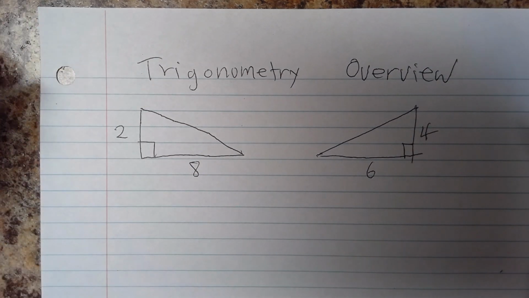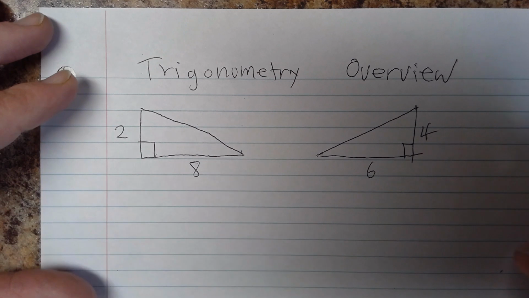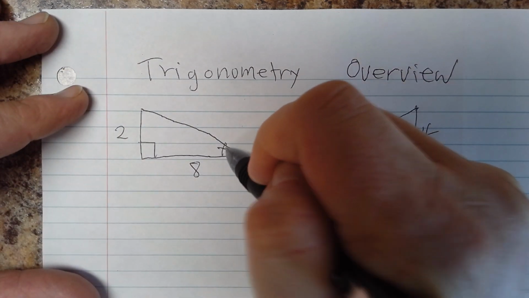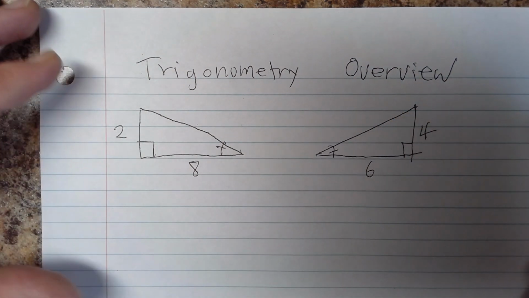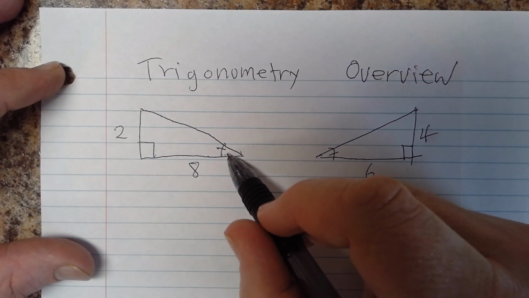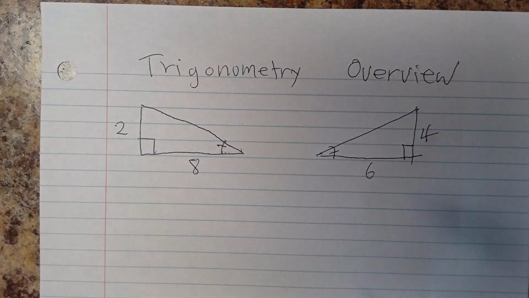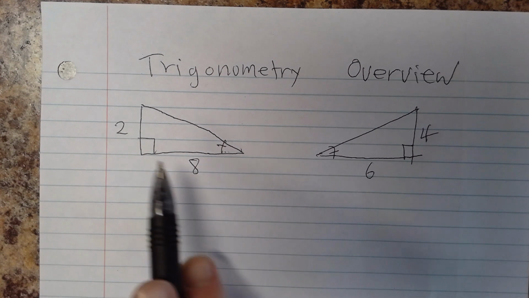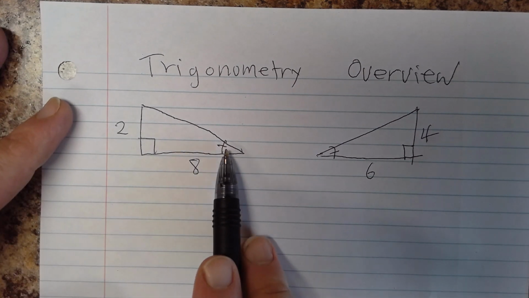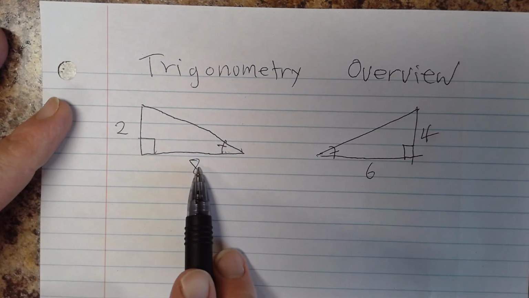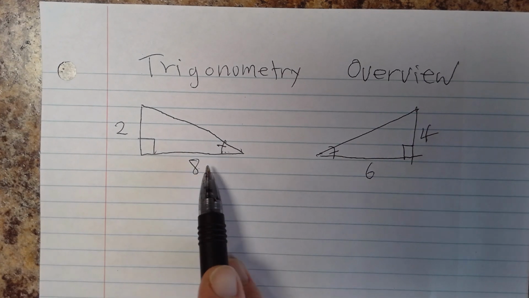And we want to solve each of these triangles for their unknown angles. Let's start over here. We want to solve for this angle. We have two known sides, the 2 and the 8. The 2 is opposite. The 8 is adjacent. We don't know the hypotenuse.